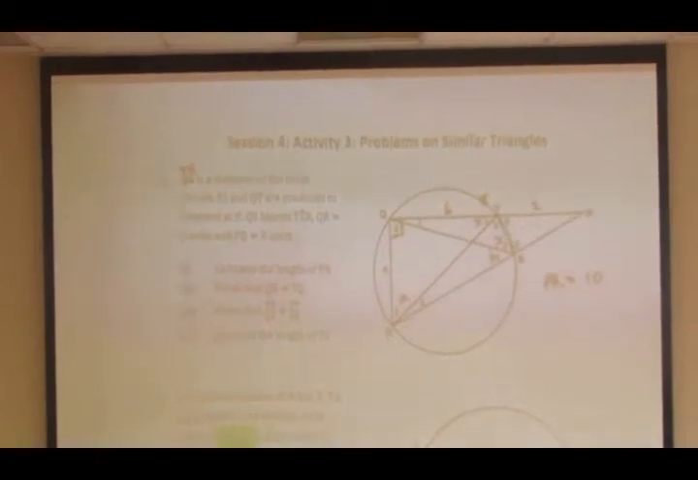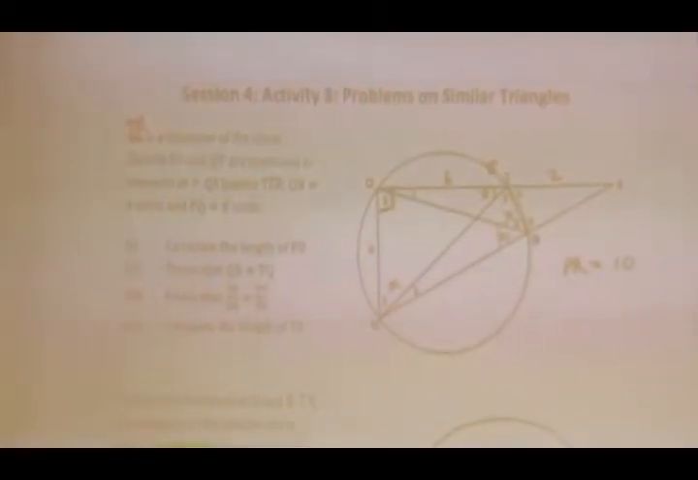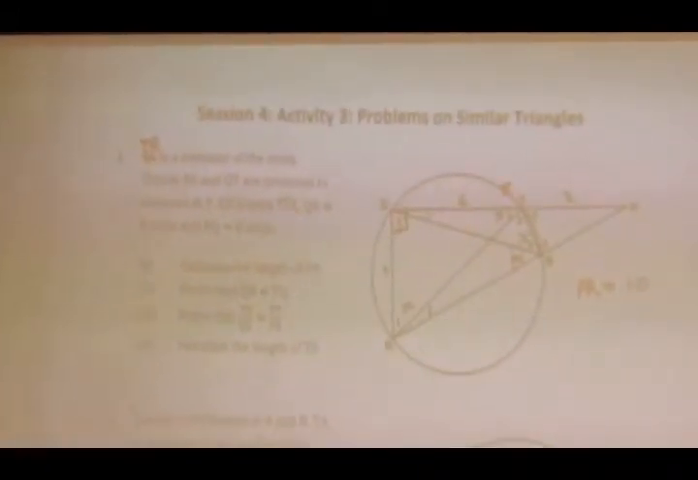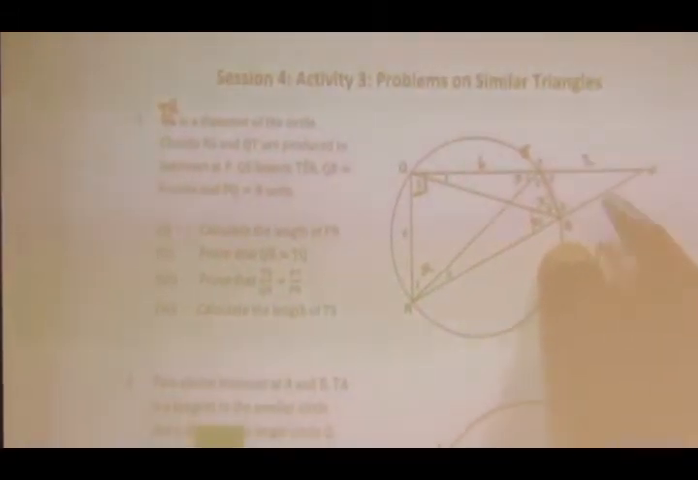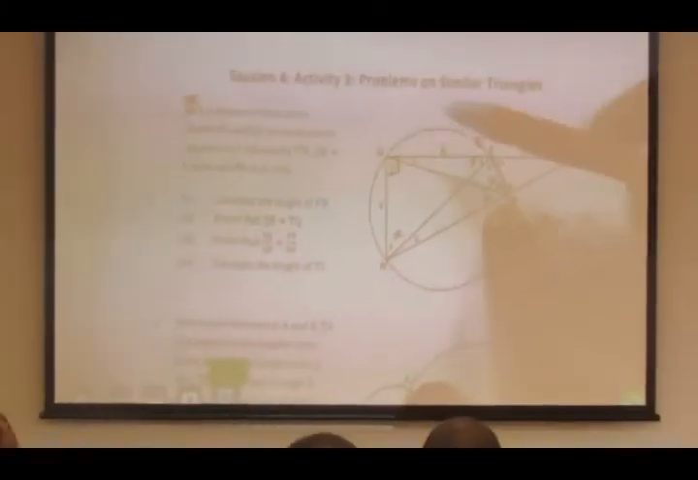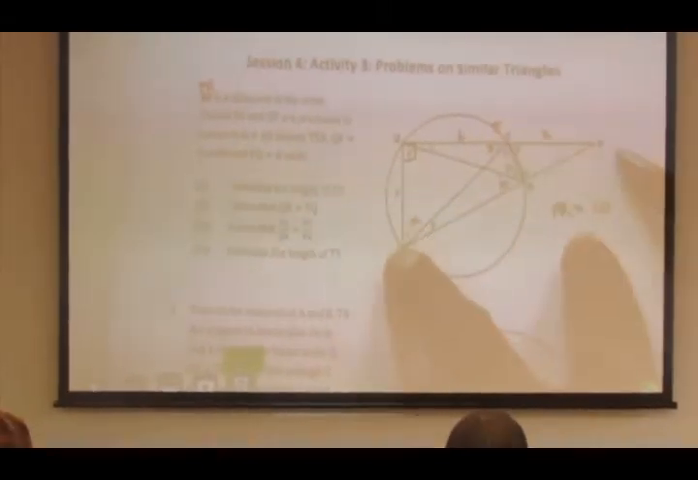Because the whole thing is 8. Isn't it? Yeah. Now comes the next part. The next part is the part that I want you to watch very carefully. Prove that TS over QR is equal to PT over PR.